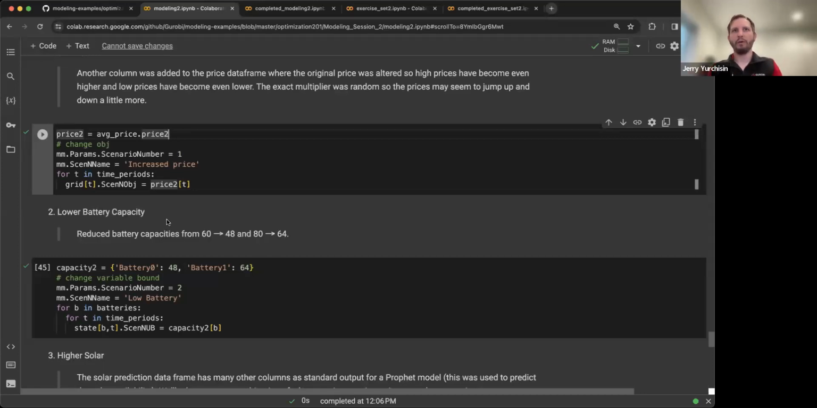If you think about how we did this yesterday, when you declare a variable in Gurobi, you can also set the objective value internally to that declaration. That's kind of what we're doing here. We're saying, okay, for this variable, the objective for this scenario now is price 2.